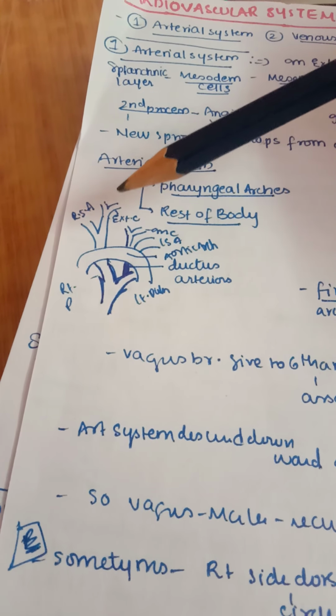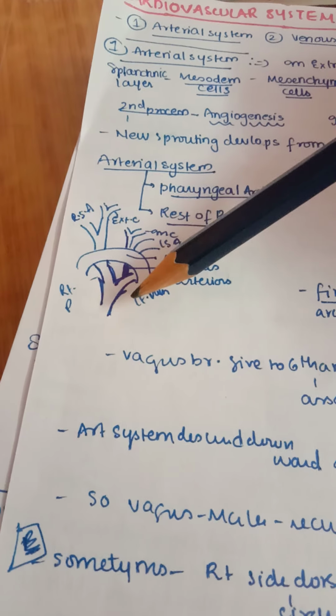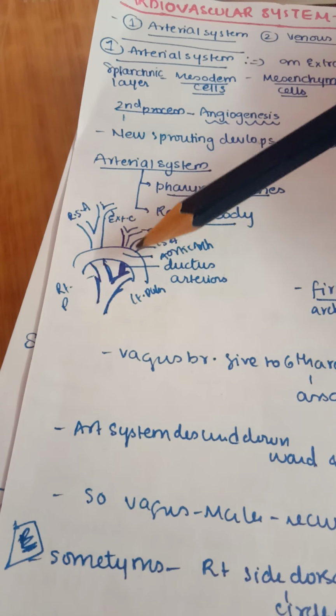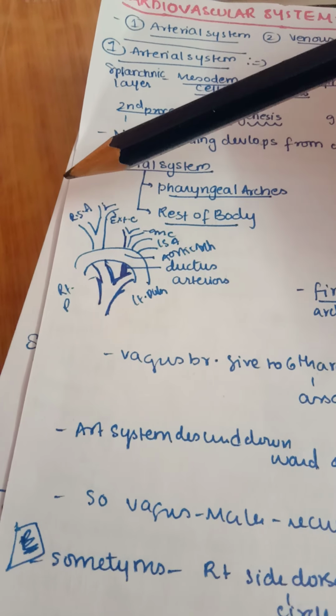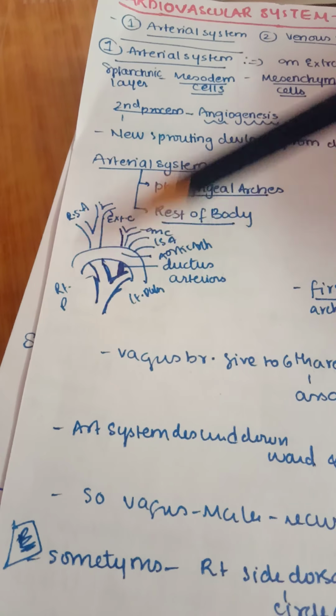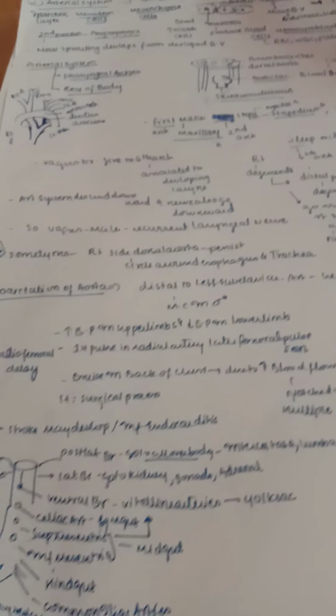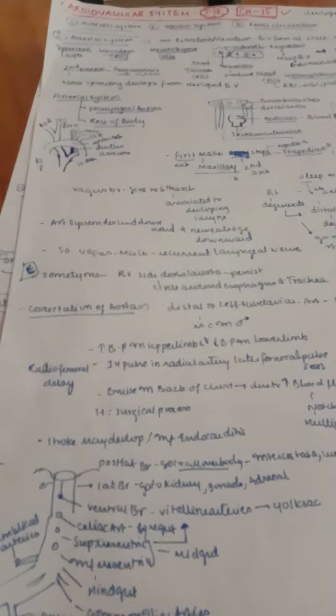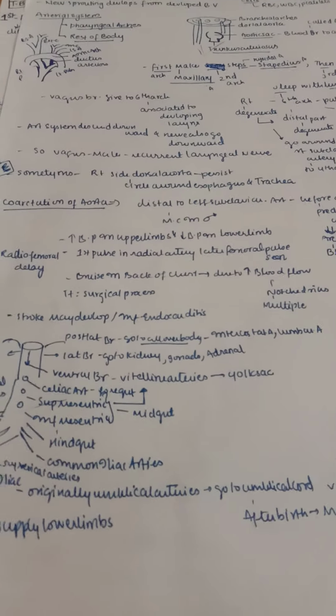This is the ductus arteriosus giving a connection between the pulmonary arteries and the aortic arch, and this is the left subclavian vein, this is the right artery, this is the external carotid and the internal carotid. So this is all about how the vessels are formed, how angiogenesis takes place.